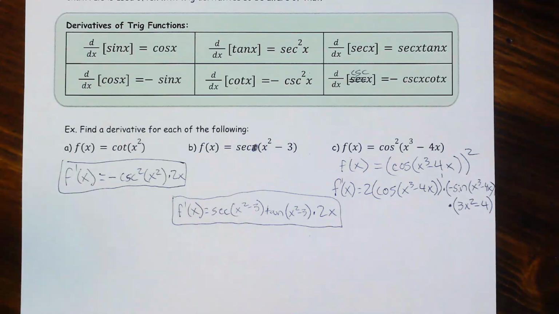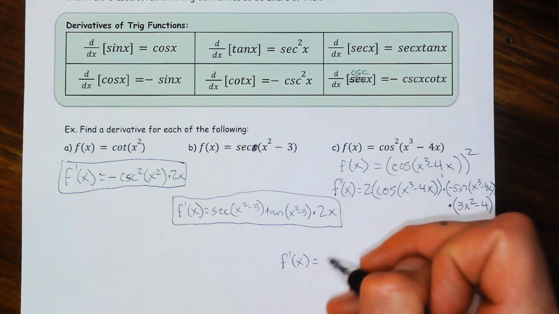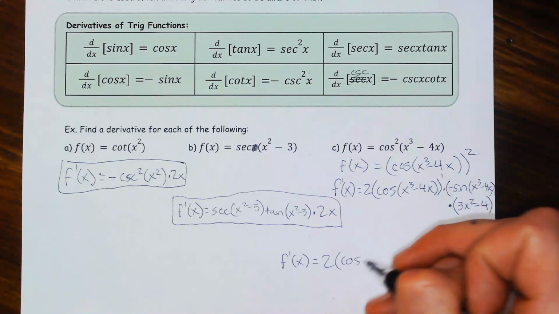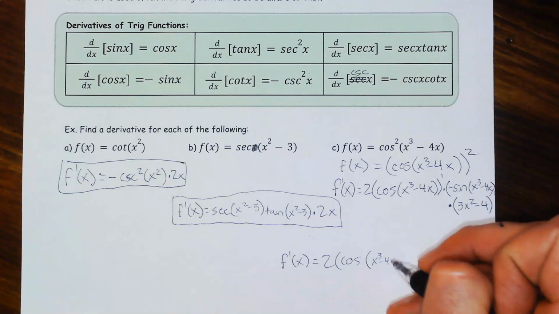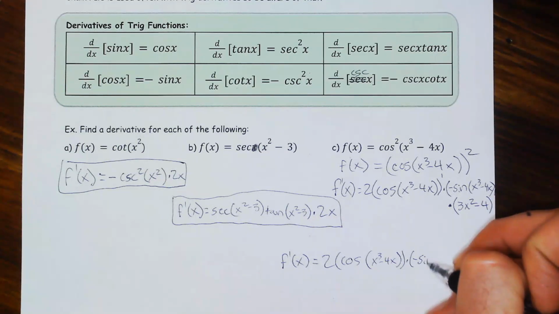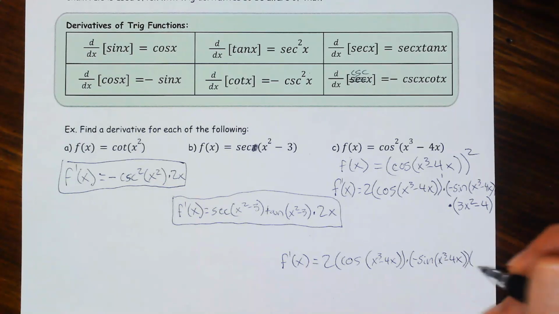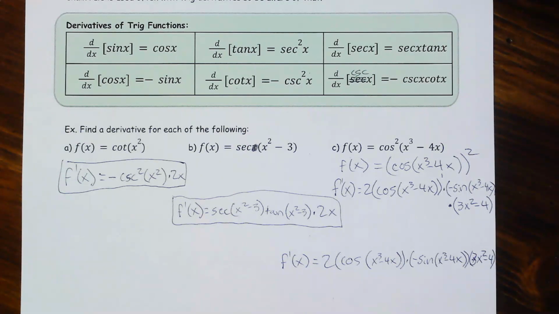So peel your layers back one at a time. You have 3 things multiplied together. Just for clarity's sake, I'm going to rewrite that here. F prime of x equals 2 times the cosine of x cubed minus 4x times negative sine of x cubed minus 4x times 3x squared minus 4. And that should get us all in one line, but that's how you would use those different rules for those trig functions.